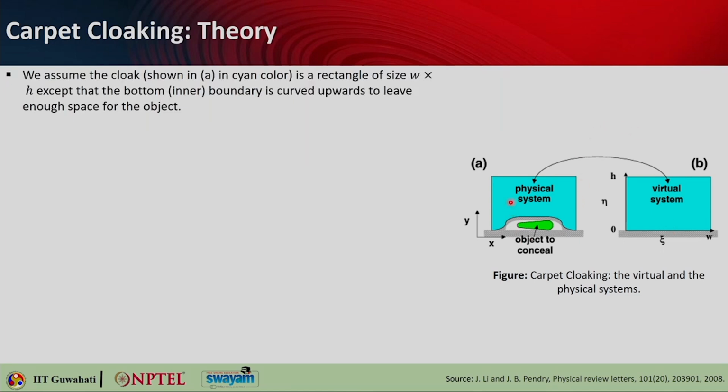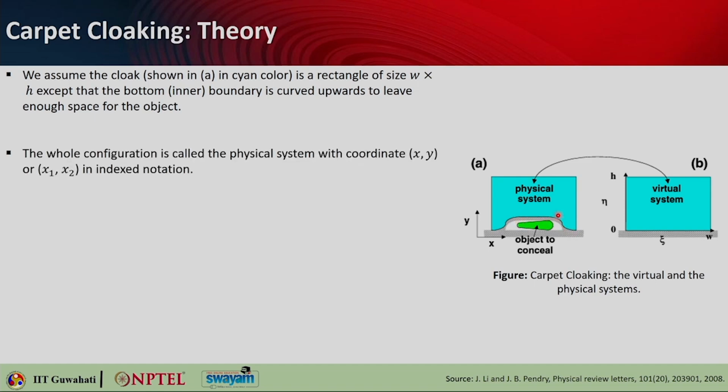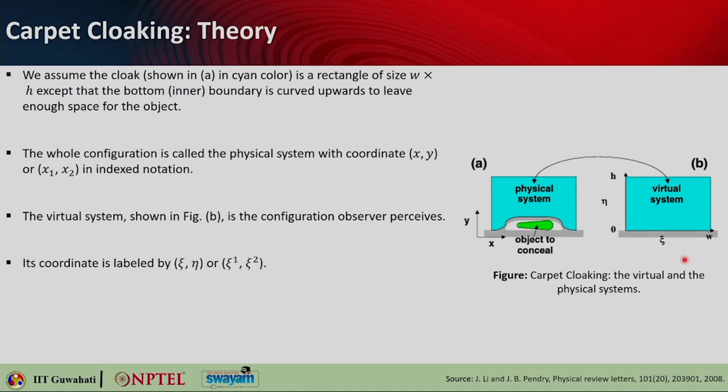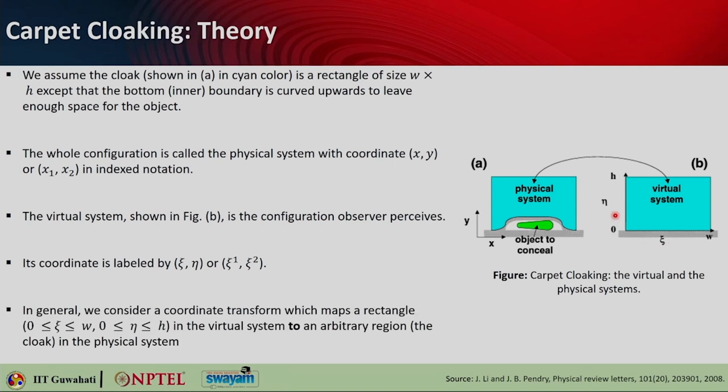Now, let us assume that the cloak is basically a rectangular cloak which has a width of w and height of h, just that the bottom inner boundary is curved upwards like this to leave some space for the object. And this particular configuration in A is called the physical system, and it has coordinates x, y, or you can say x1, x2 if you want to use indexed notation. On the other hand, B shows the virtual configuration, and this is what the observer should see. The coordinates there can be labeled as zeta and eta, or you can simply take zeta 1, zeta 2, whatever notation you want to follow.